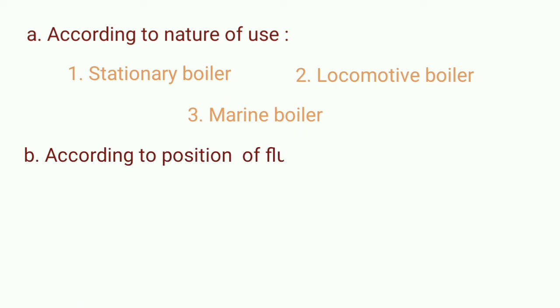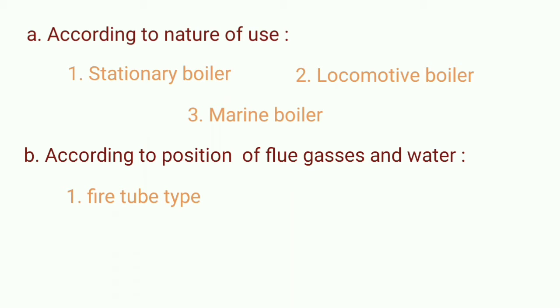Next, according to the position of flue gases and water. Number 1. Fire tube type boiler. In this type of boiler, flue gases flow in the tube. Cochrane boiler, Lancashire boilers are of these types. Next, water tube type boiler. In this type of boiler, water flows in the tube. Babcock and Wilcox boiler is an example of water tube type boiler.